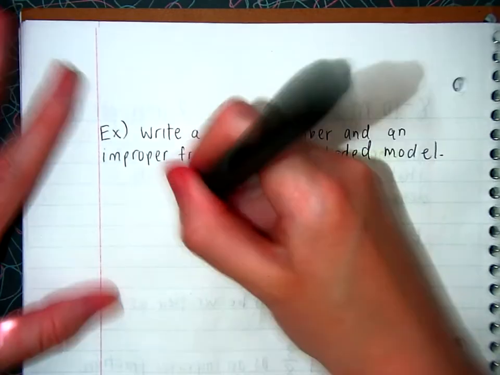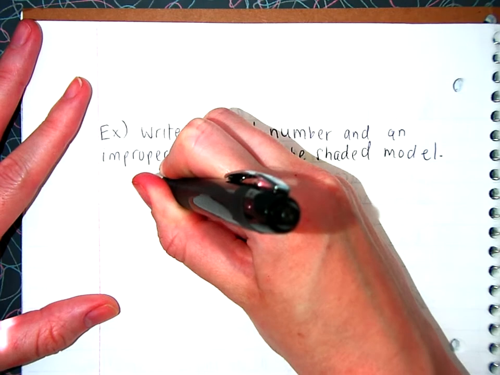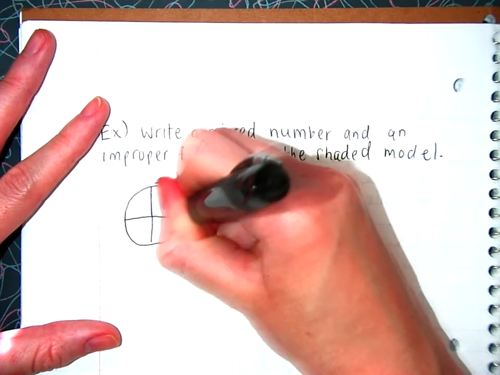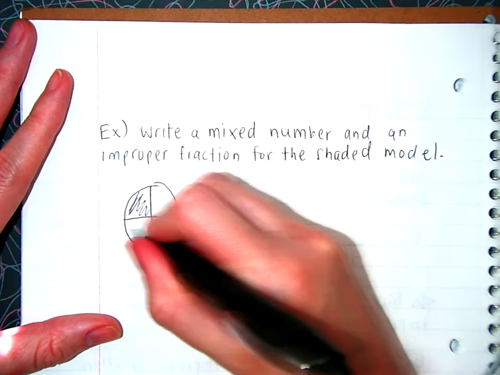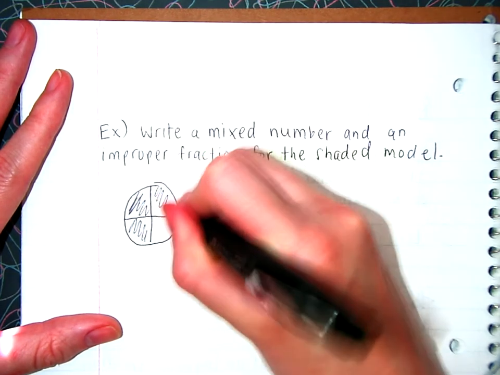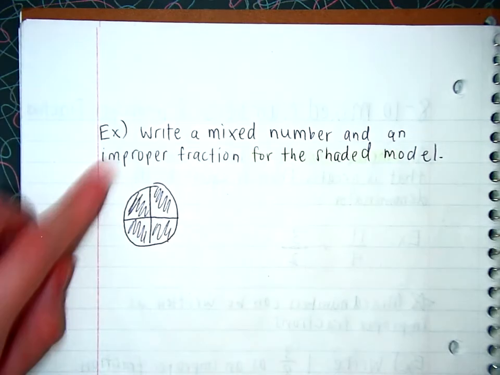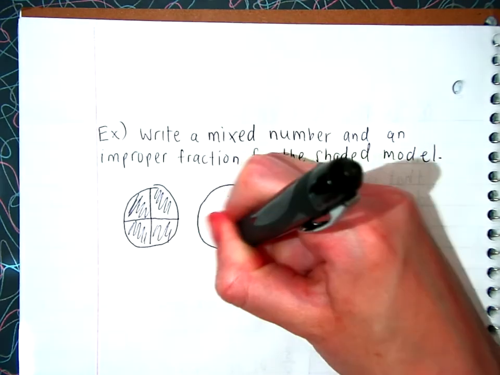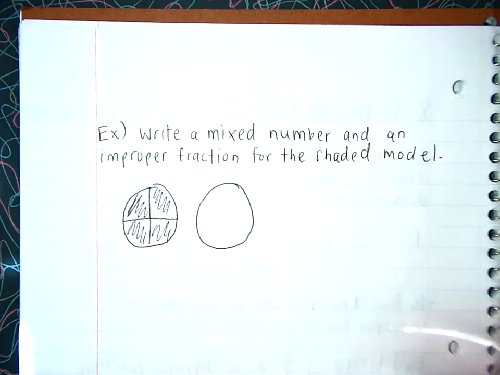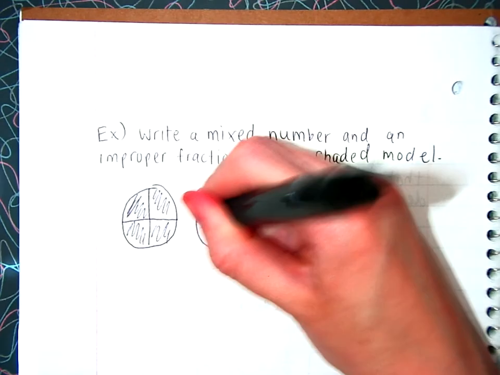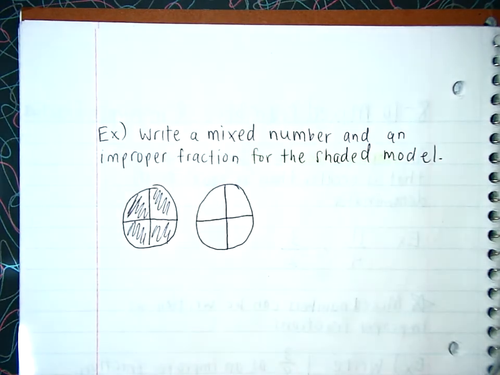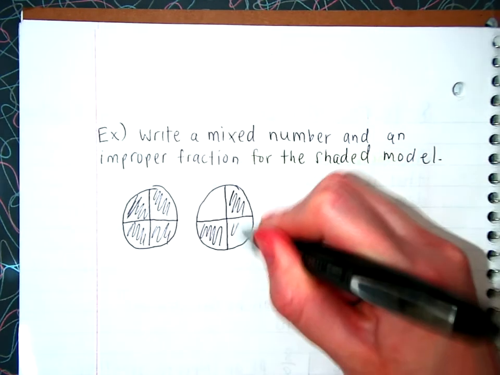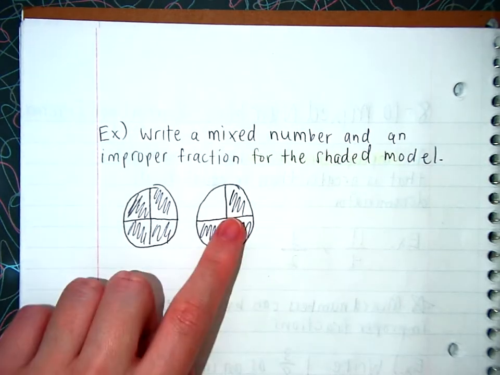So I have my circle. I have 4 parts to this circle. So 1, 2, 3, 4. All parts of this are shaded. Then I go to my second model. It has 4 parts as well, equal parts of 4. Then 3 parts of this are shaded.